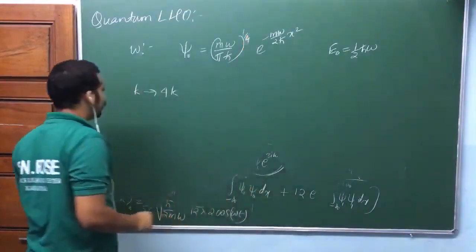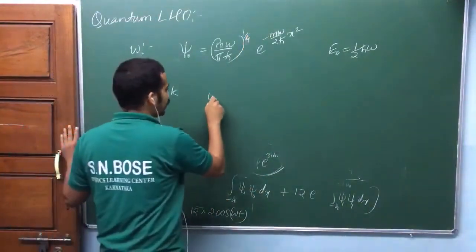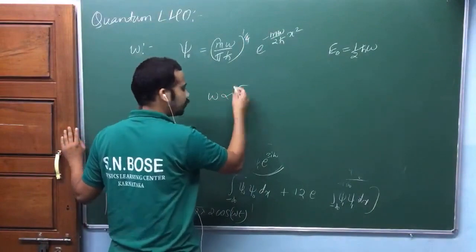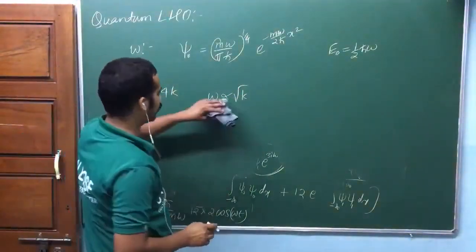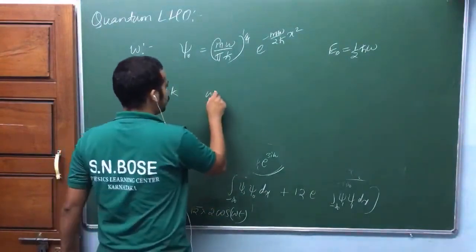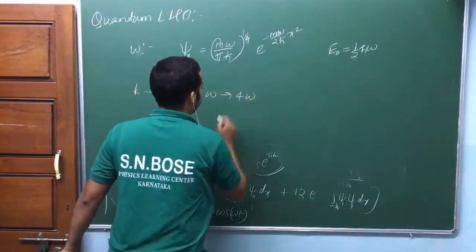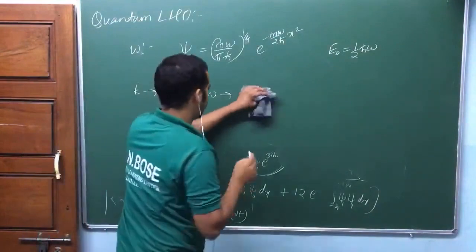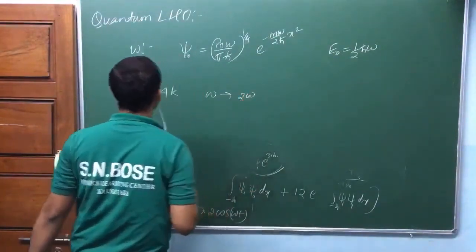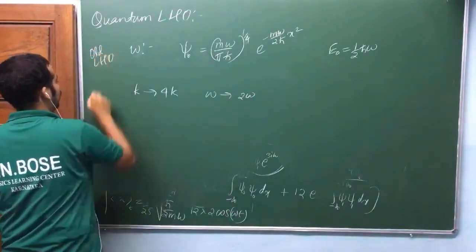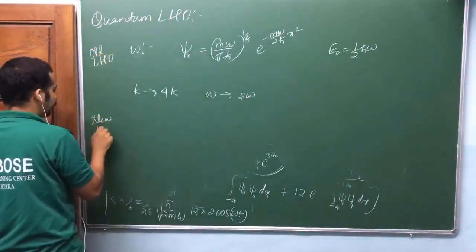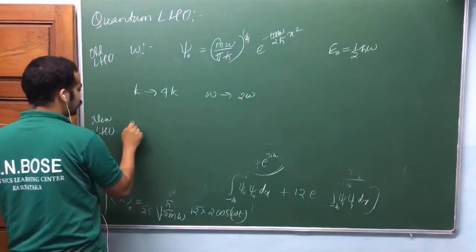The spring constant is quadrupled. Omega is proportional to root of k by m, do you remember? The mass remains the same, but the spring constant is quadrupled. That's why omega will become, sorry, 2 omega. So this is the old linear harmonic oscillator, and now the new linear harmonic oscillator has 2 omega.